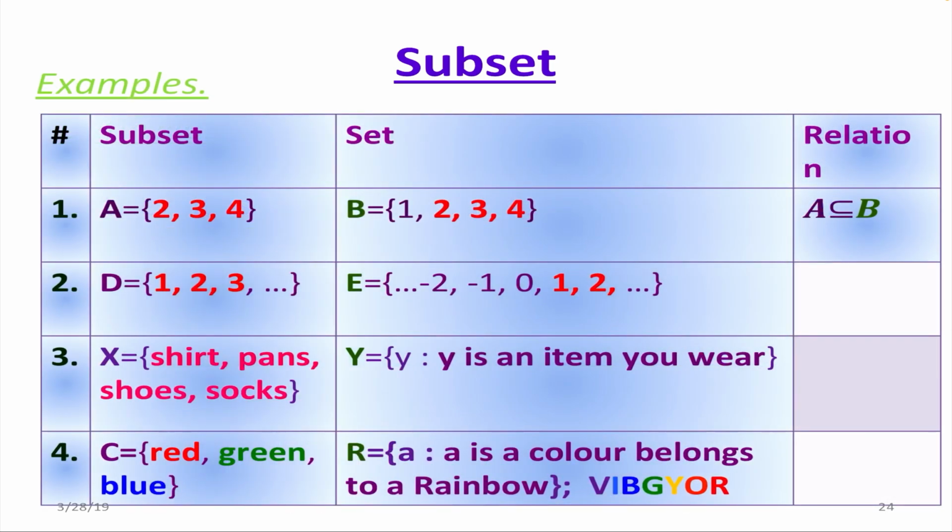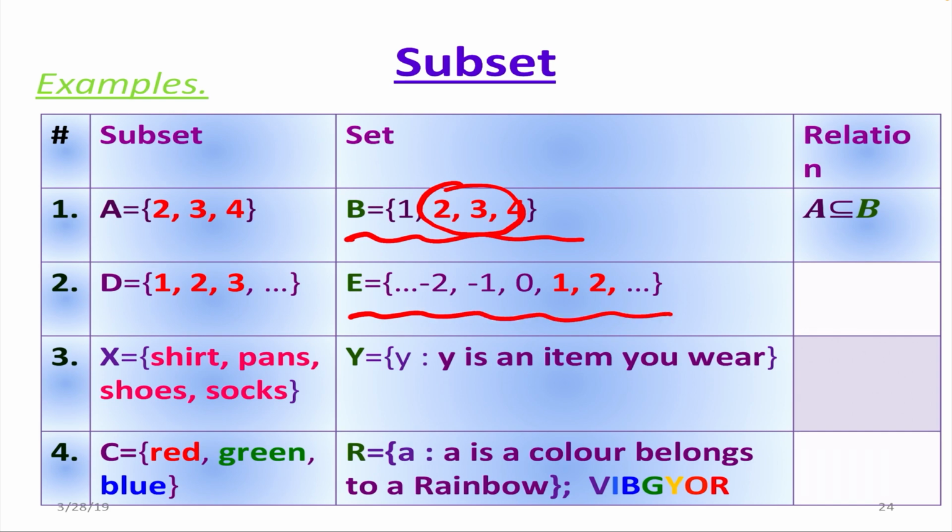Now, let's have a look at an example. Say we have set B containing the elements 1, 2, 3, 4. Set A is going to be a subset of B. A has elements 2, 3, 4. As you can see, 2, 3, 4, all of the elements from A, belong to B. So, A is a subset.